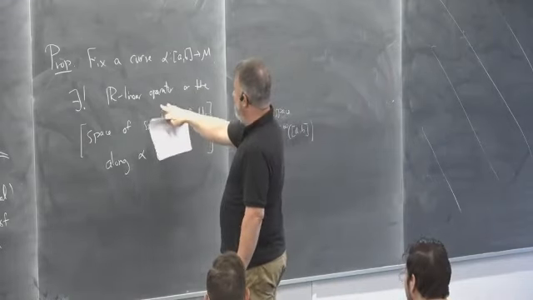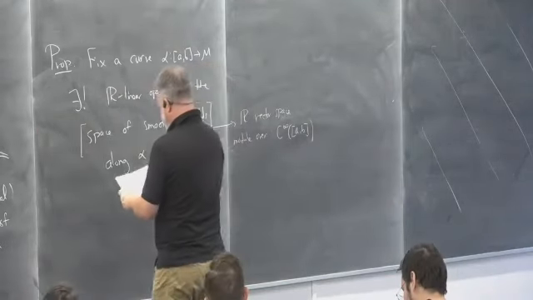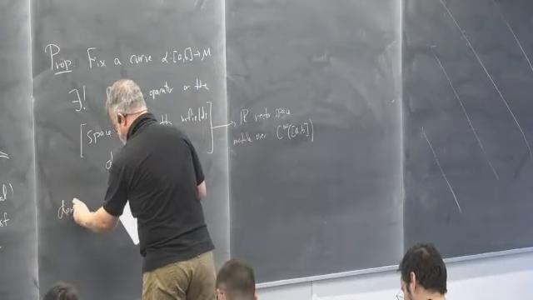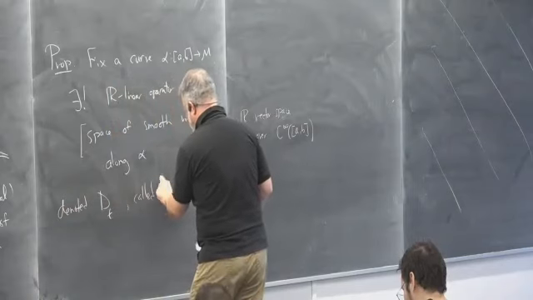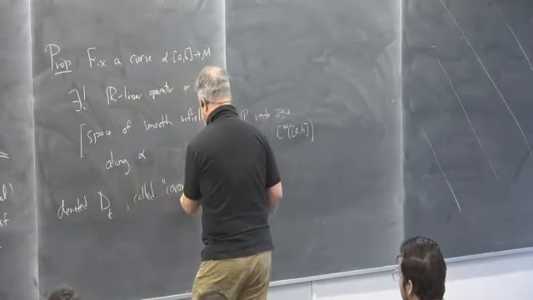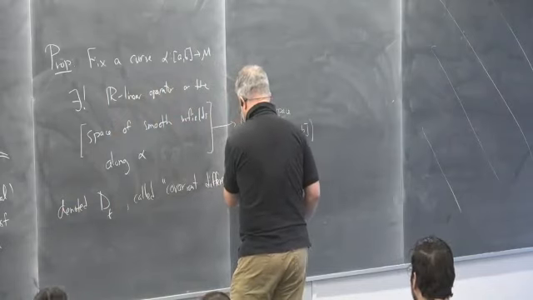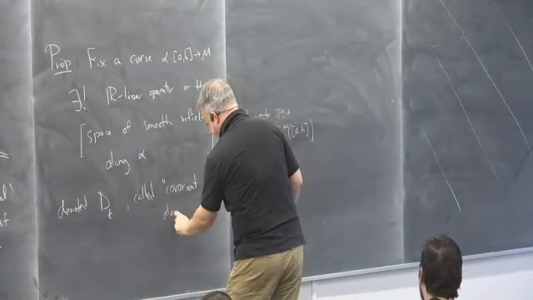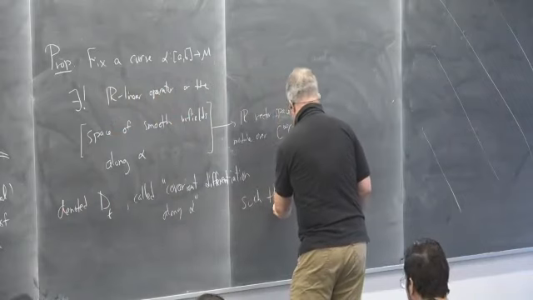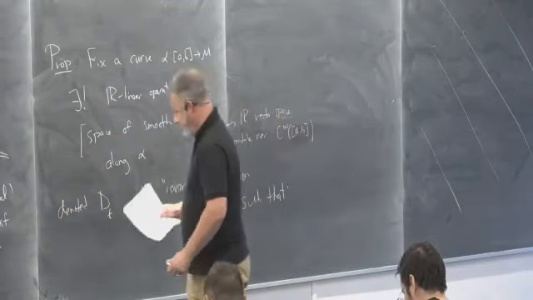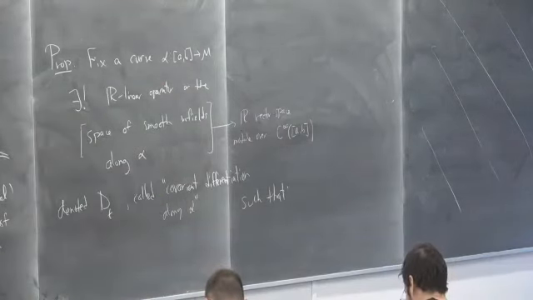So fix a curve, then there exists a unique R-linear operator on this space denoted D_t, called covariant differentiation along alpha, such that, so I have to give you the properties of this operation, and then I'll make a remark before we prove it.